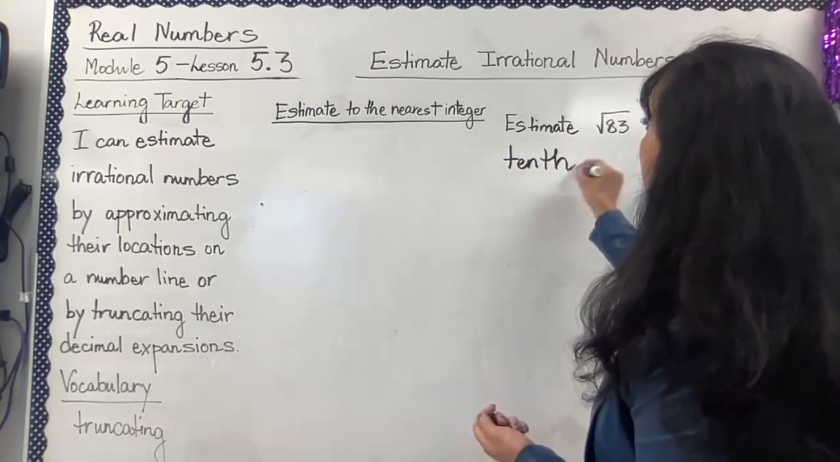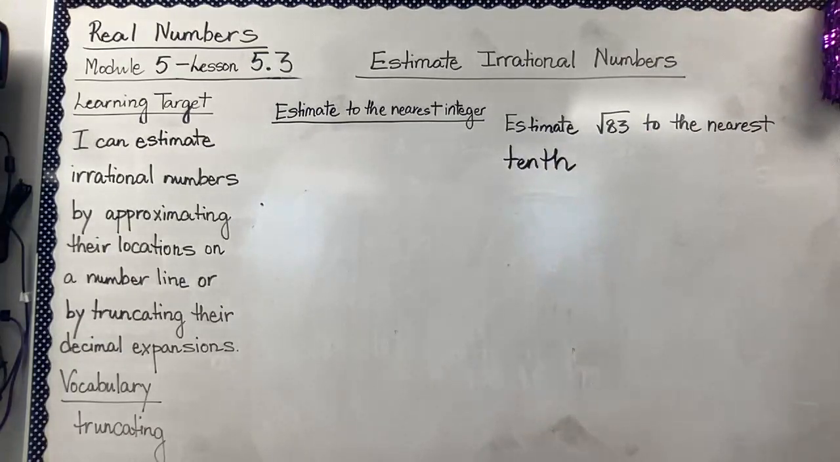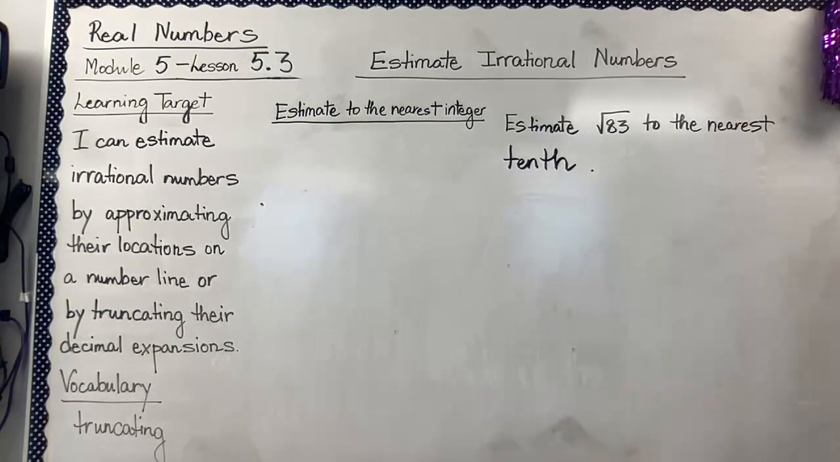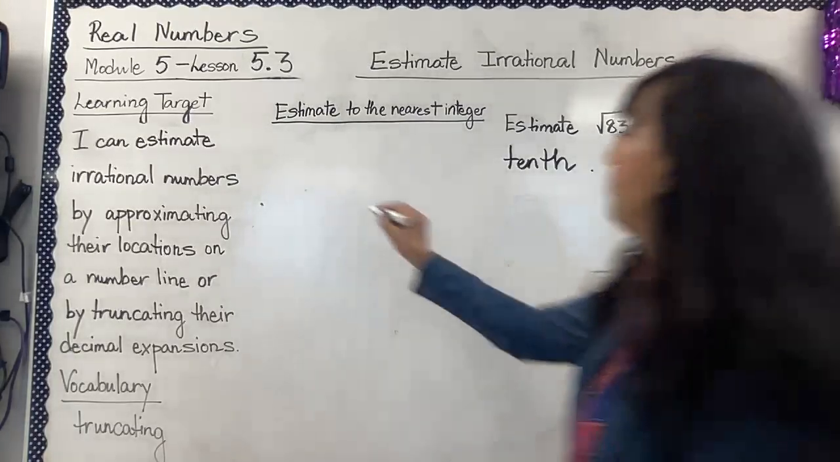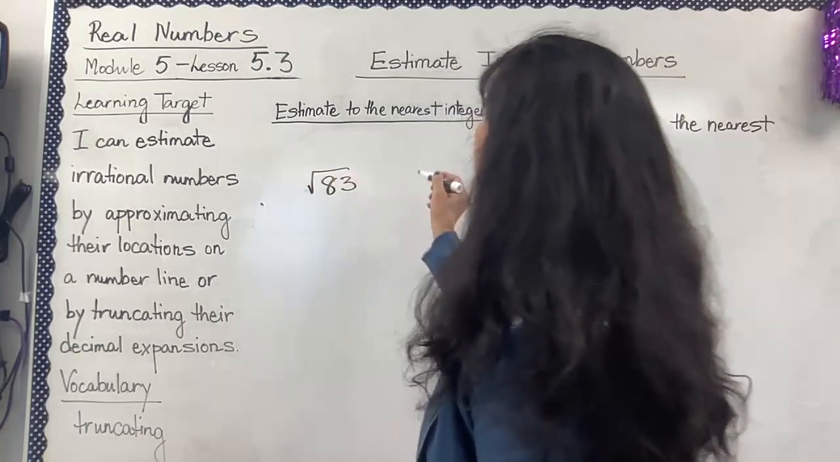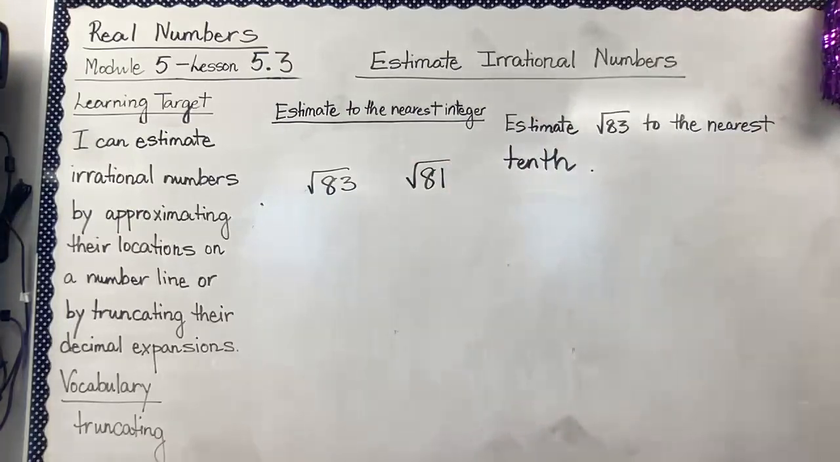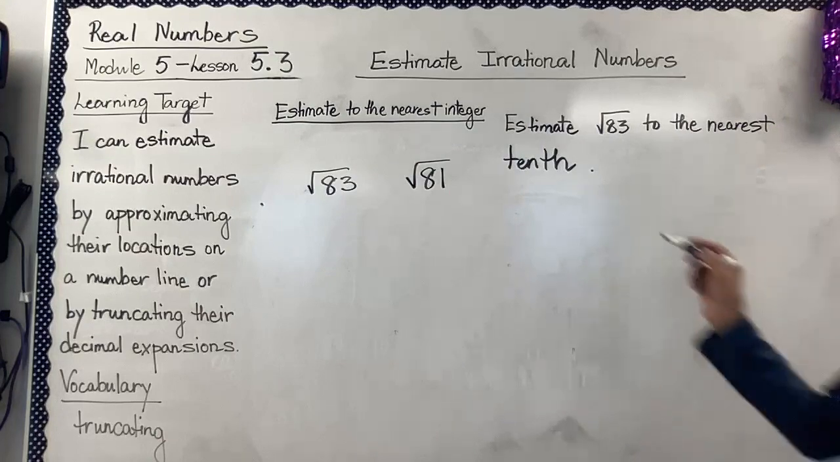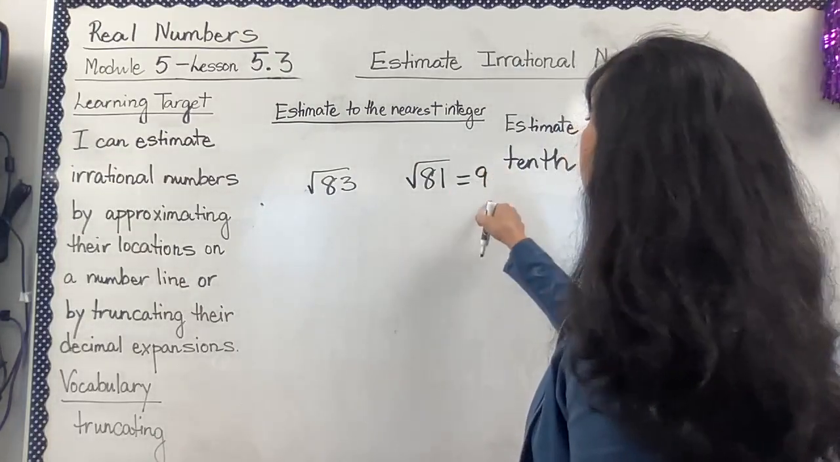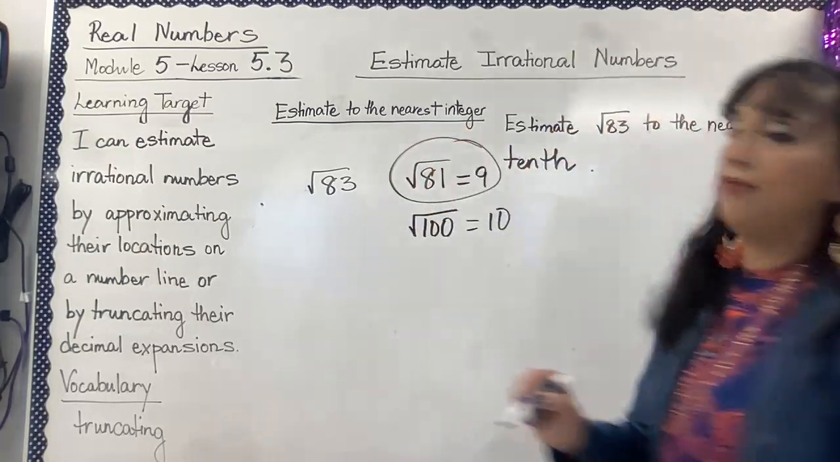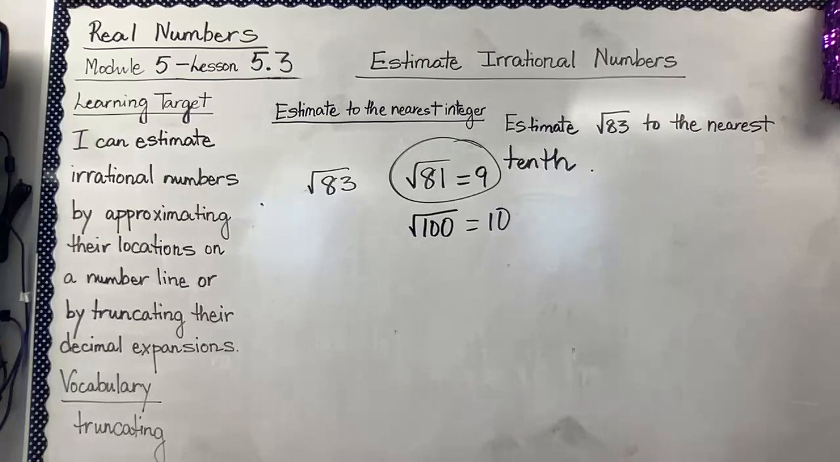Okay, to the nearest tenth place value. So we have already seen that the square root of 83 is much closer to the square root of 81, right? And what is the square root of 81? That is 9. Much closer to this than to this. So this is what it's very close to. And we just saw that.